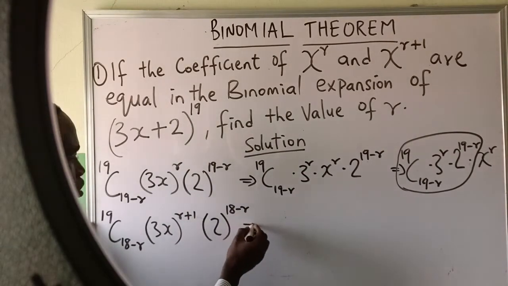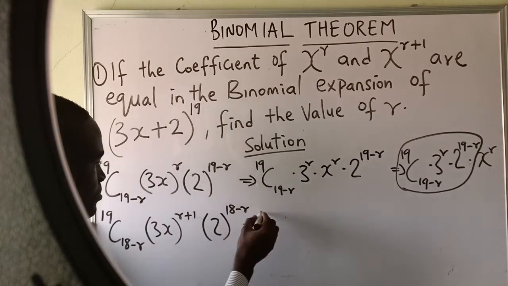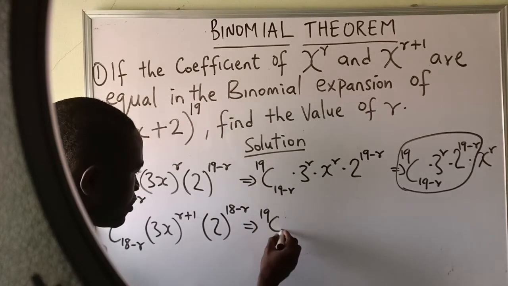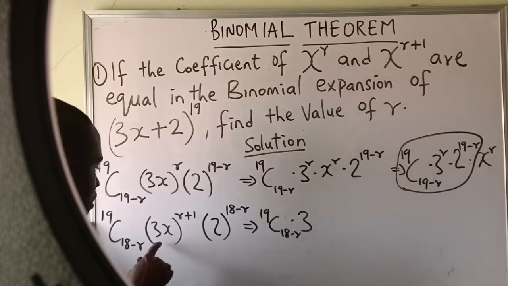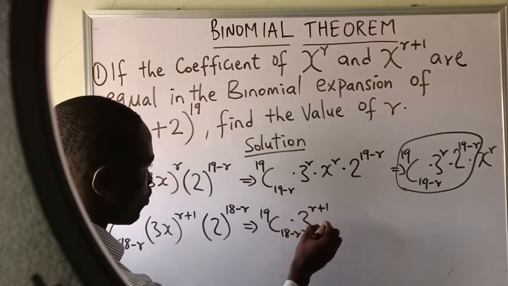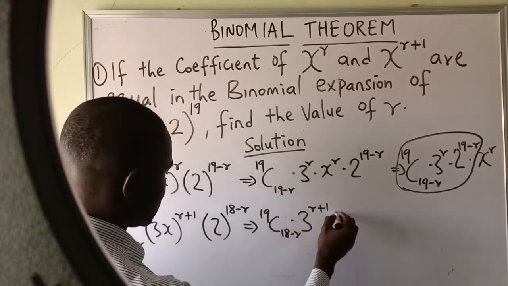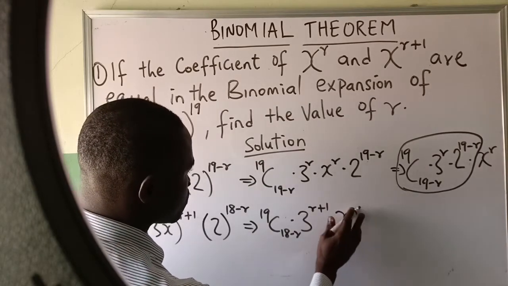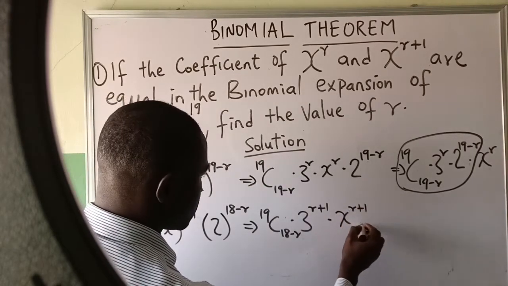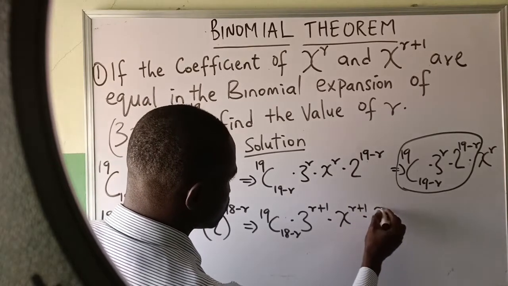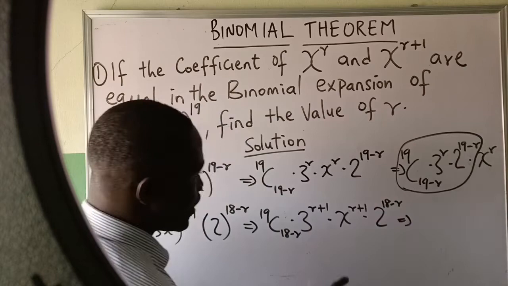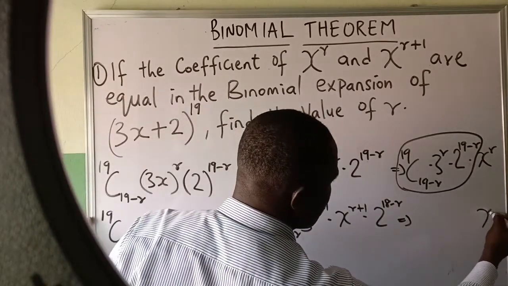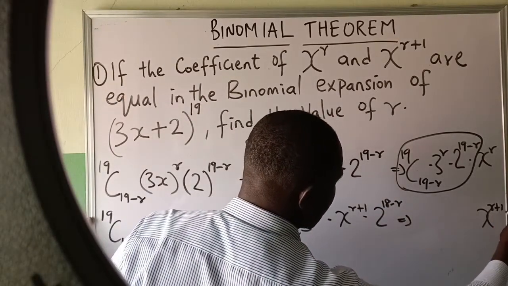You come to this, you now say 19 combination 18 minus r, times 3 raised to the power of r plus 1, times x raised to the power of r plus 1, times 2 raised to the power of 18 minus r. We now make x raised to the power of r plus 1 stand out.